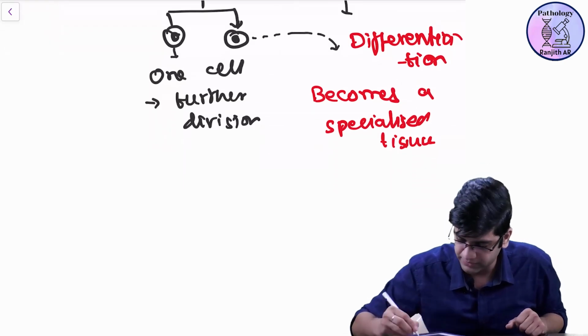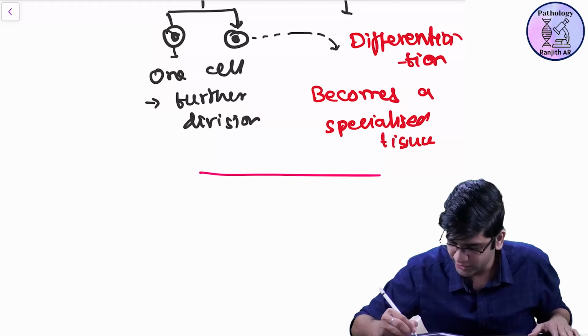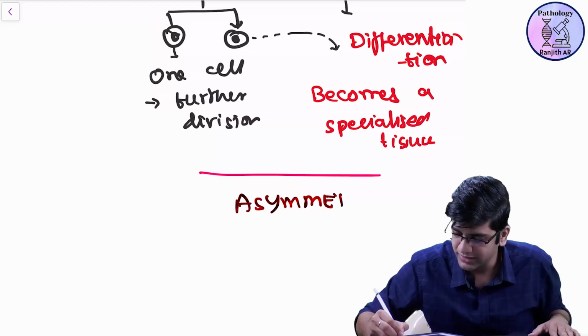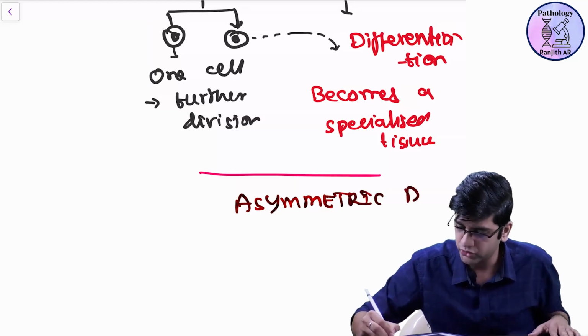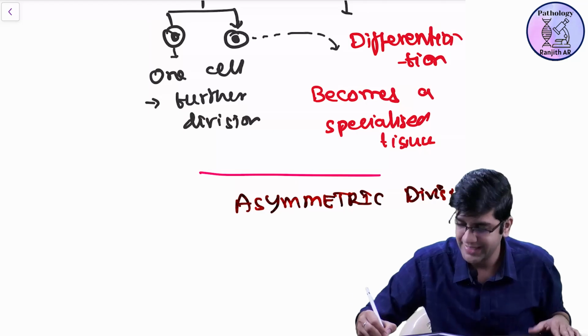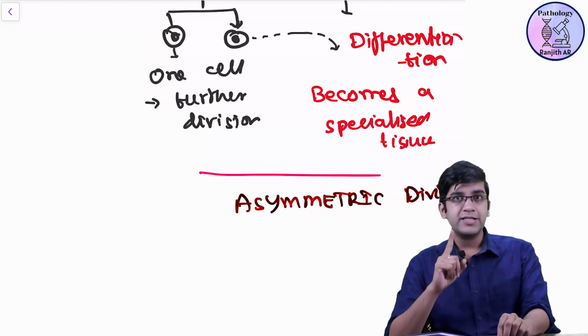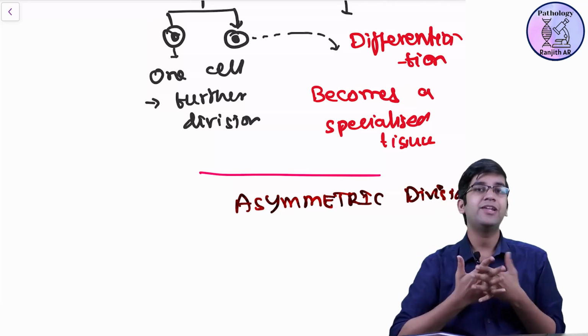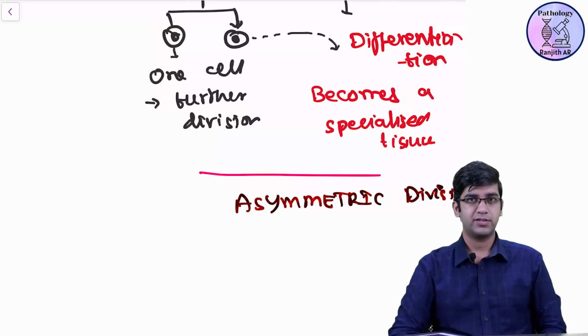This property of stem cells, you guys know it, you're going to name it asymmetric division. It's not symmetric, right? Because one retains a property, the other goes to a specialized tissue. It's an asymmetric division. So stem cells have a property of both symmetric division as well as asymmetric division. We need to know this. This is the basic property of stem cells.